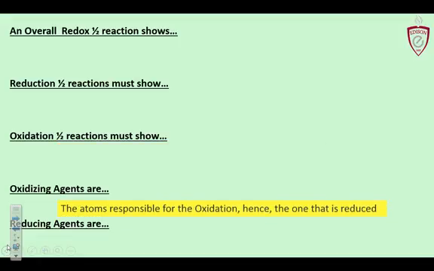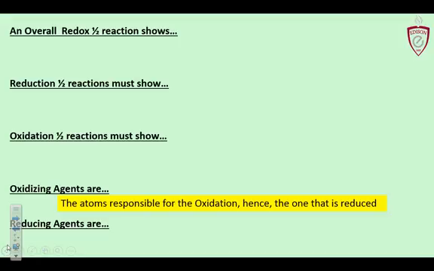All right. So the oxidizing agent is the thing that is responsible for the oxidation. Hence, it is the thing being reduced. If oxidation is losing electrons, the oxidizing agent is the dude gaining the electrons. He's responsible for the loser losing his electrons. He was the one that said, give me them, give me them.